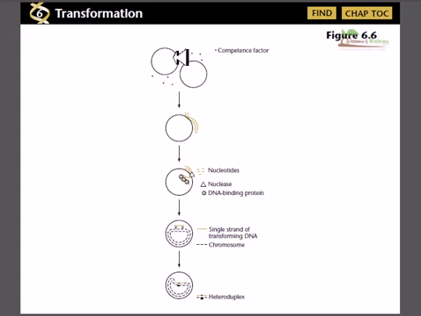Let's first begin with the first step, which is called competence generation. What we mean by this first step is that some of the bacteria of a bacterial population produce chemical factors called competence factors. There are different names of these protein factors, for example ComX, sometimes CSF or competence and sporulation factor. So these are examples of competence factors: CSF and ComX. Now these are protein molecules.